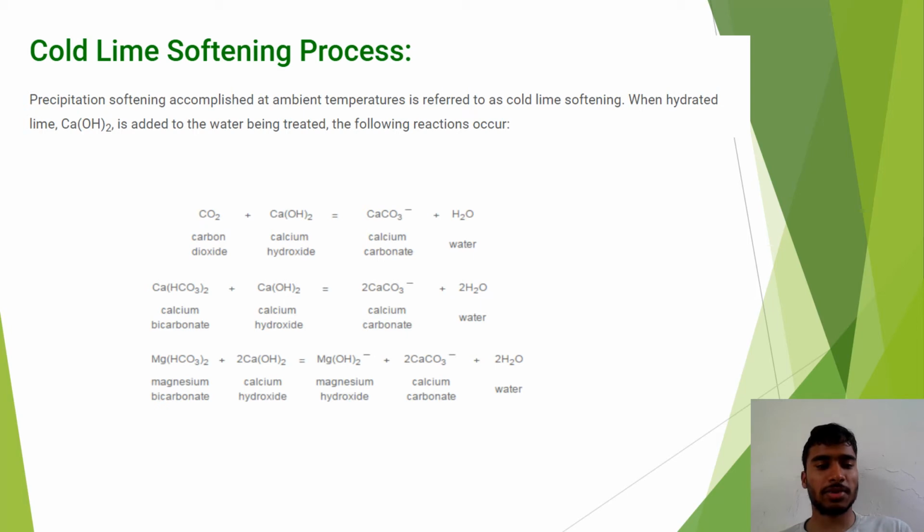Mg(HCO3)2 + 2Ca(OH)2 = Mg(OH)2 + 2CaCO3 + 2H2O. That is, magnesium bicarbonate plus calcium hydroxide equals magnesium hydroxide plus calcium carbonate plus water.